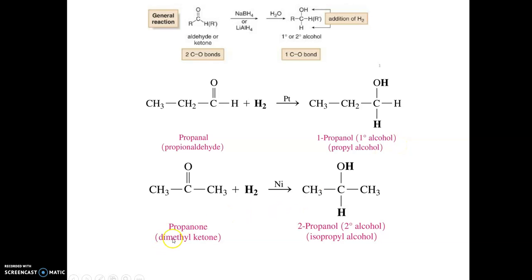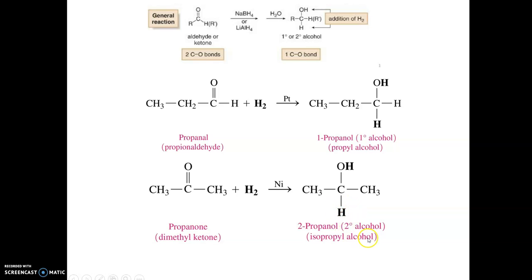Like this, let me take a ketone. It is dimethyl ketone or propanone. Upon hydrogenation in the presence of nickel or platinum, we get the addition of hydrogen in the same scenario, to the oxygen and the carbon with the functional group, and I get the corresponding secondary alcohol. Here it is 2-propanol, which is a secondary alcohol, and here we have two alkyl groups and only one hydrogen, and hence it is a secondary alcohol.